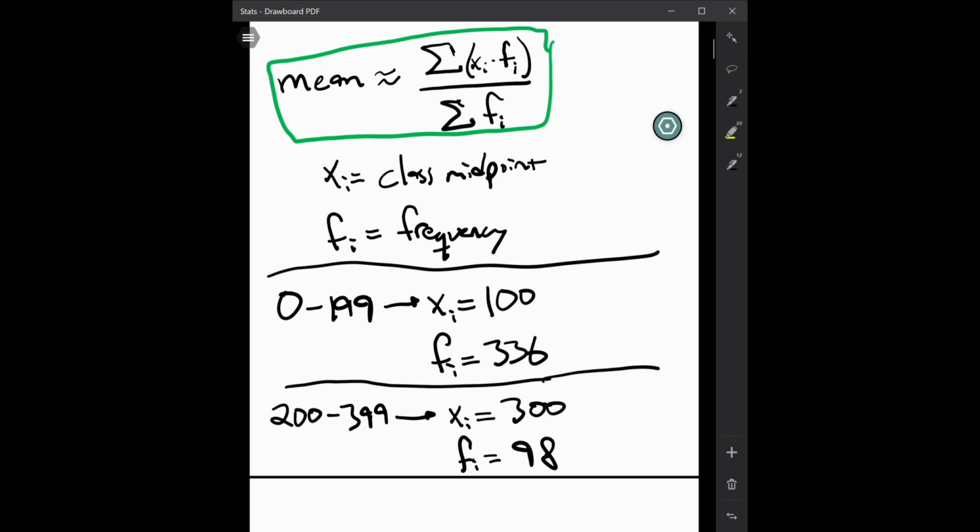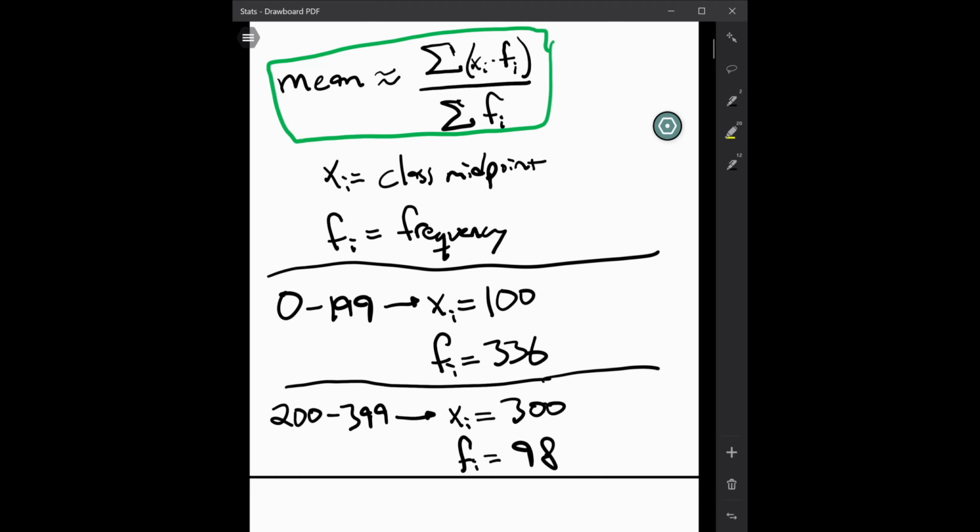In this case, if I look at, say, the category from 1,000 to 1,199, I have 7 different observations that fall between those two numbers, but I have no idea where those 7 are. So what I'm going to do is I'm going to say, hey, we're going to count all 7 of those as the middle. We're just going to count them as 1,100.